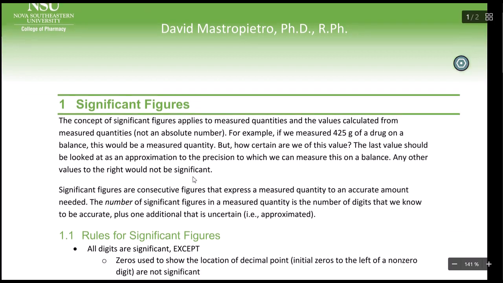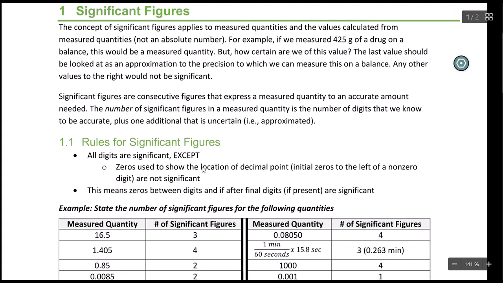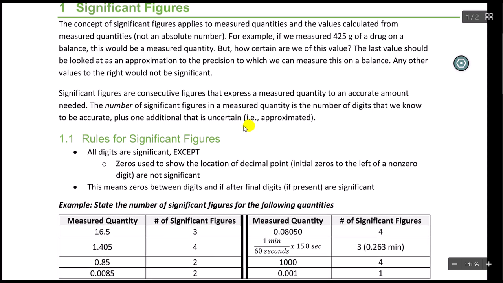So let's look at some examples here. The significant figure terminology and what it actually means is you can read here. There are consecutive figures that express a measured quantity, so that's something that we measured to an accurate amount needed. The number is a measured quantity, the number of digits that we know to be accurate plus one additional that is uncertain. So the last digit is an approximate digit, so we're less certain about that last value.